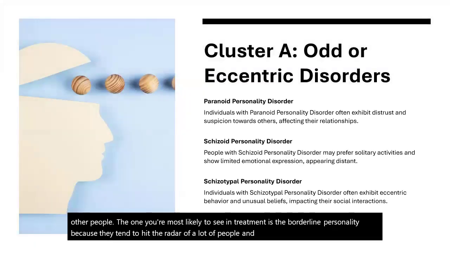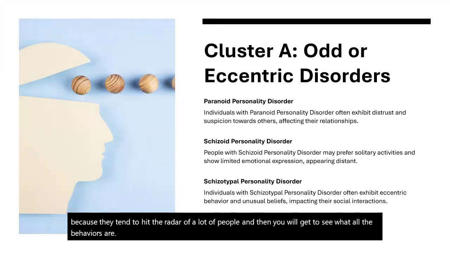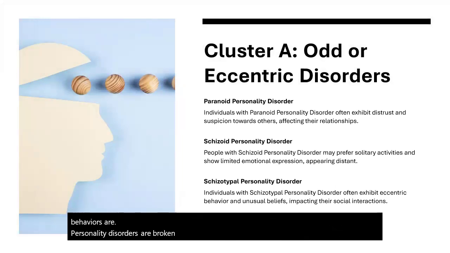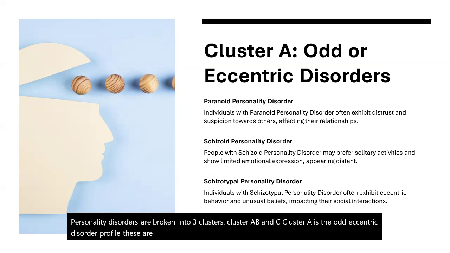Most of the other disorders will come so long as it spills over and affects other people. The one you're most likely to see in treatment is the borderline personality because they tend to hit the radar of a lot of people, and then you will get to see what all the behaviors are. Personality disorders are broken into three clusters, cluster A, B, and C. Cluster A is the odd, eccentric disorder profile. These are the paranoid personality, schizoid personality, and schizotypal.